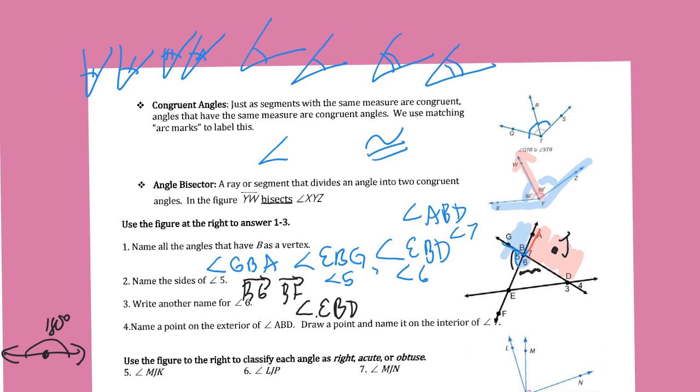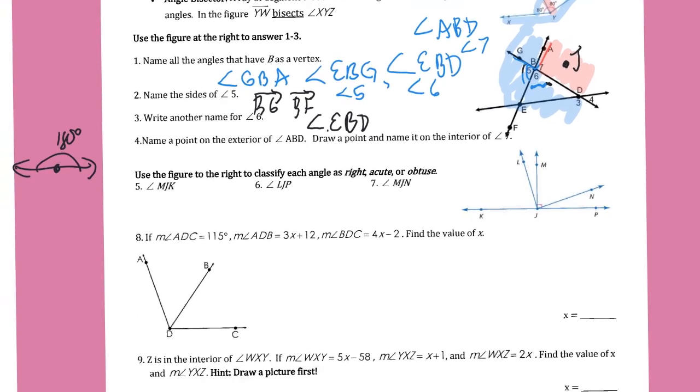The exterior of the angle would be basically all around the exterior of the shape. So some points that would be on the exterior would be point G and E and F. Those would all be good points on the exterior. Okay, name things as acute or right or obtuse.